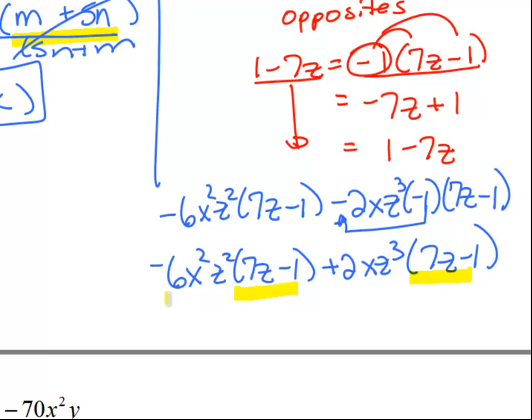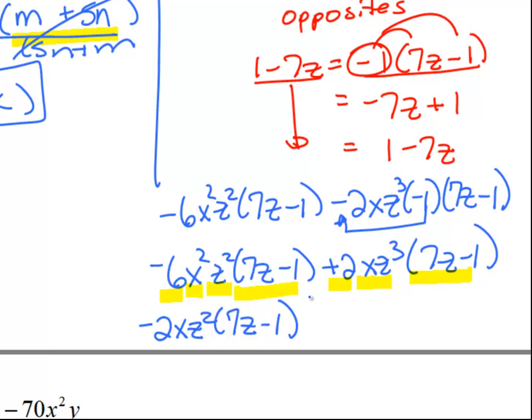But what else do they have in common? Well, let's see. 6 and 2 are both divisible by 2. They both have some x's. They both have some z's. So let's see if we can find the greatest common factor out of each group. Let's see, we can take out a negative 2, an x, and a z squared, and a 7z minus 1.